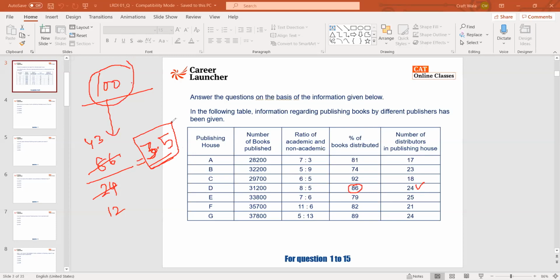Now, the question says if 14 books are not made, if we stop publishing 14 books, then what would happen? So in how many distributors will not be able to get? If each distributor is getting 3.5, 4 such distributors, 3.5 into 4 gives me 14. So what I should have done is 14 divided by 3.5, so that gives me 4. That means there should be 4 distributors who will not be able to get any books. Right, so our answer for this one should become 4.